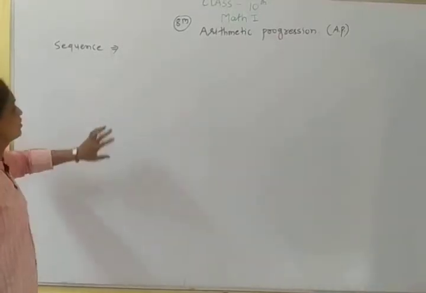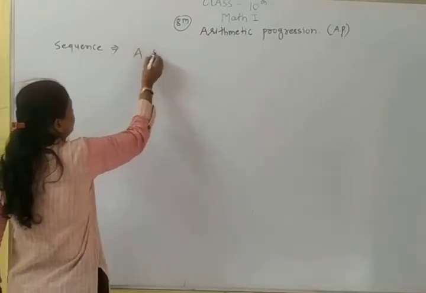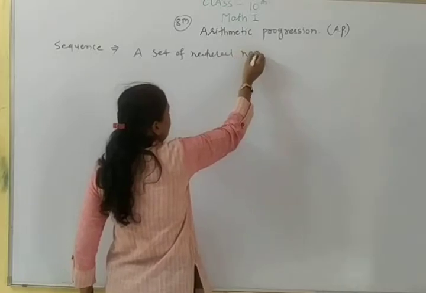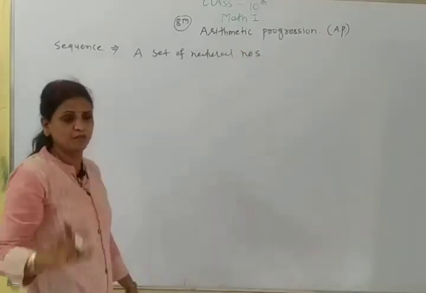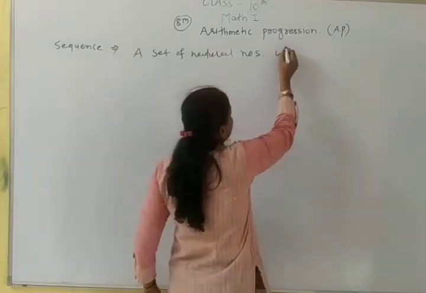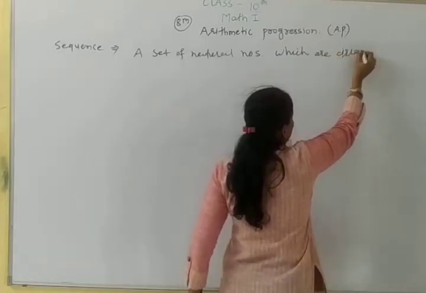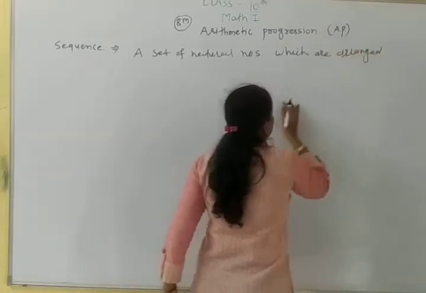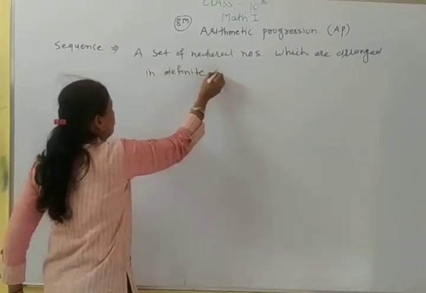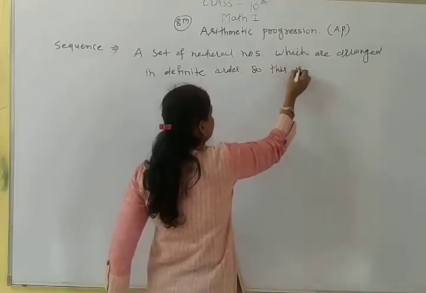Okay, in this chapter, this is sequence. What is meant by sequence? A set of natural numbers, or a set of any numbers, whole numbers, natural numbers, which are arranged in a definite order. So, this is called a sequence.